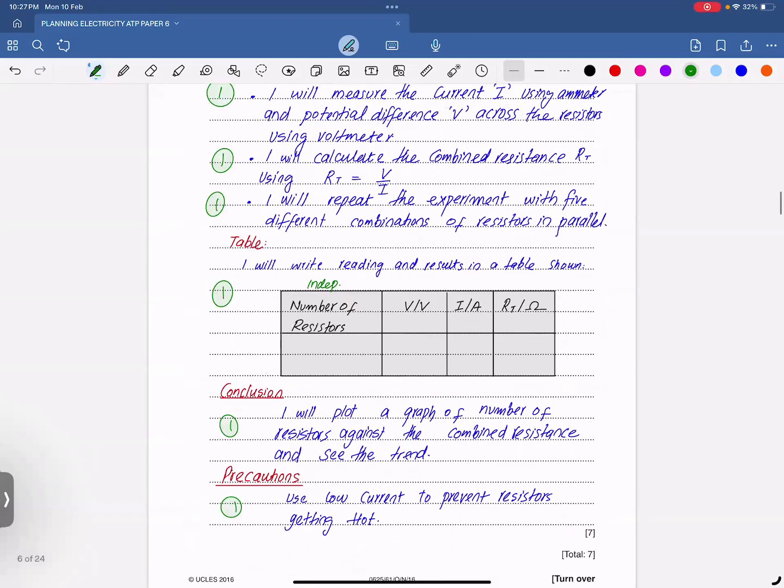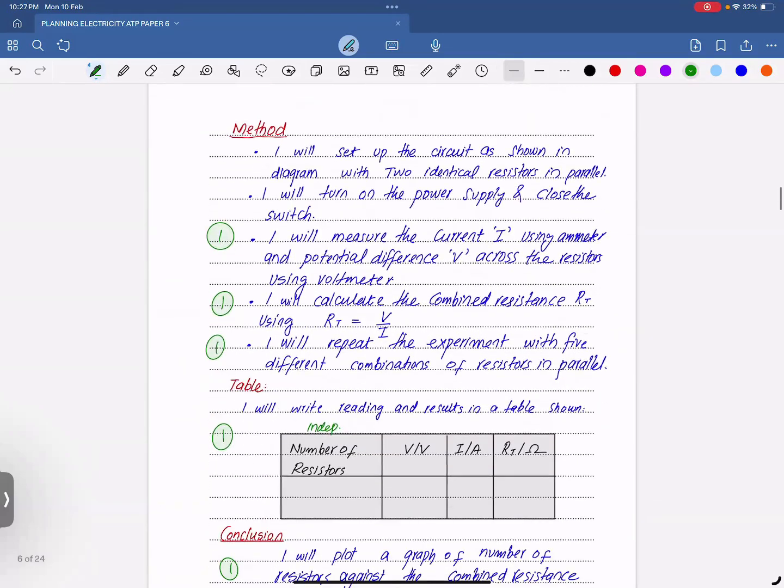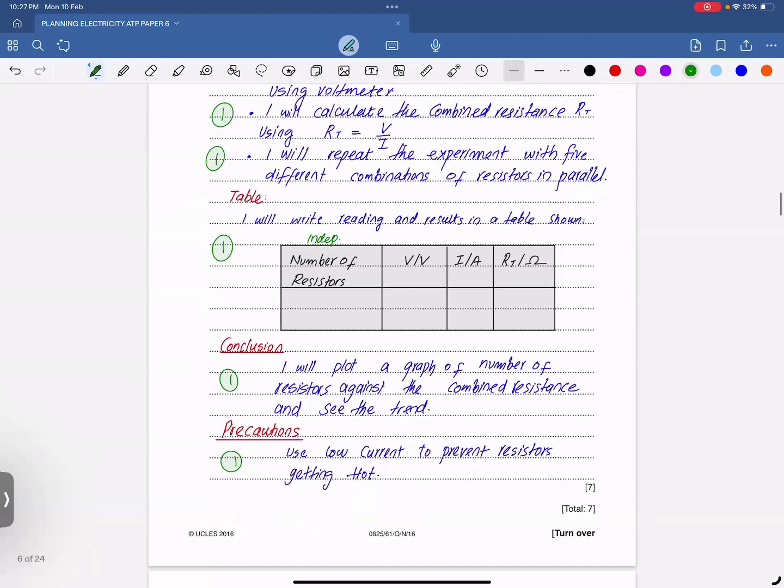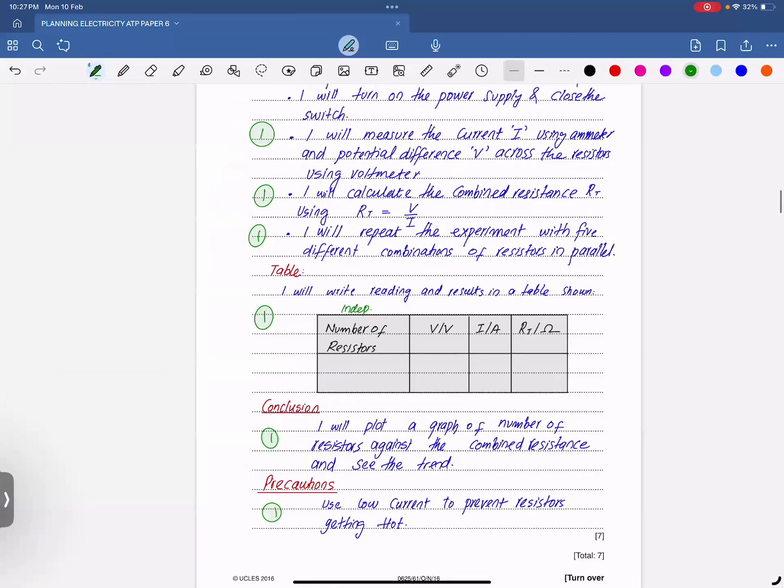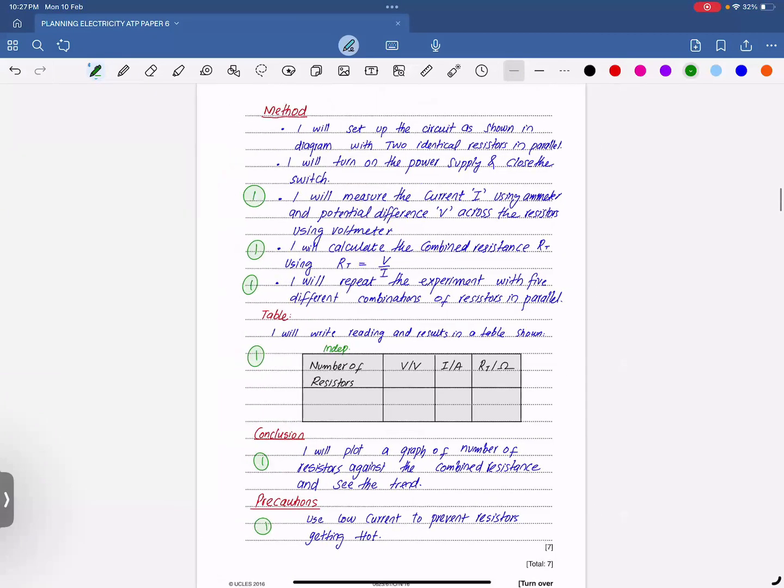So make sure you have at least 7 marks. 1, 2, 3, 4, 5, 6, 7, 8, 9. So we have 2 additional points. So make sure you will get 7 out of 7. Always write the relevant information.